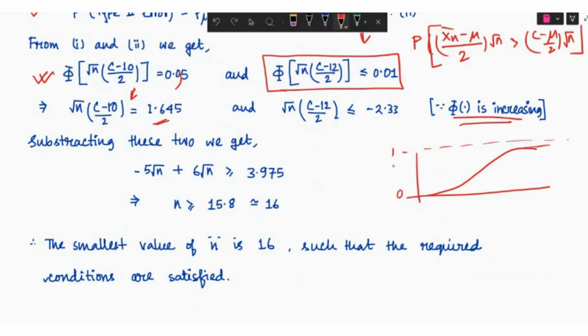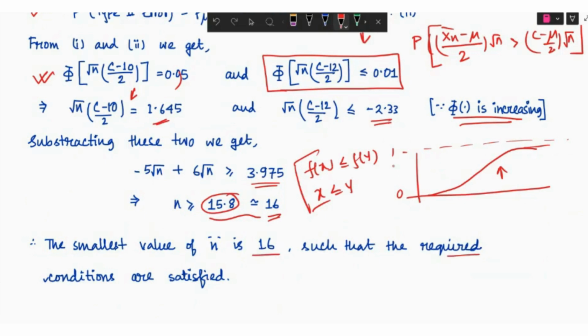So since phi is an increasing function, f(x) less than or equal to f(y) will yield x less than or equal to y. So simply by doing that we get root n into (c minus 12) by 2 less than or equal to minus 2.33, and subtracting this we get minus 5 root n plus 6 root n greater than or equal to 3.965, and n greater than or equal to 15.8. Here we consider the next integer value after this, so this is 16. Okay, so the smallest value of n is 16, such that the required conditions are satisfied.